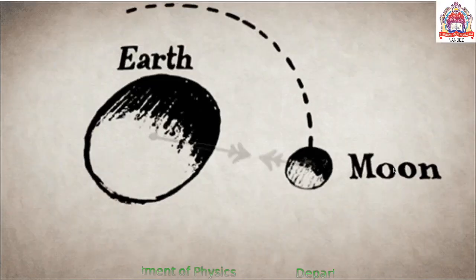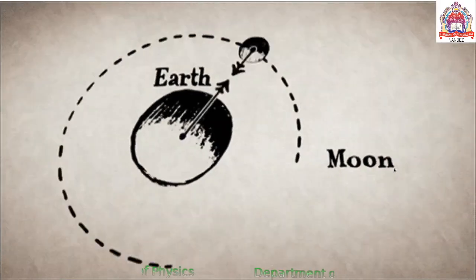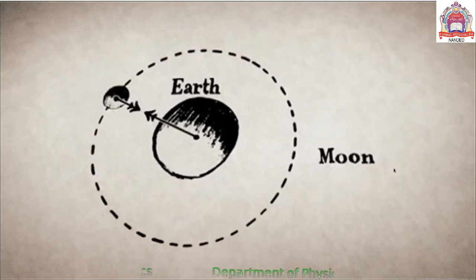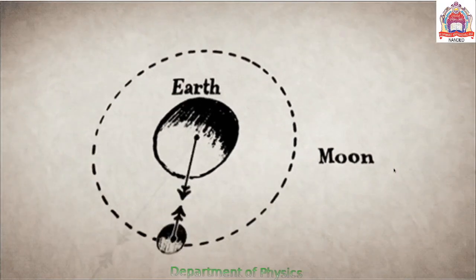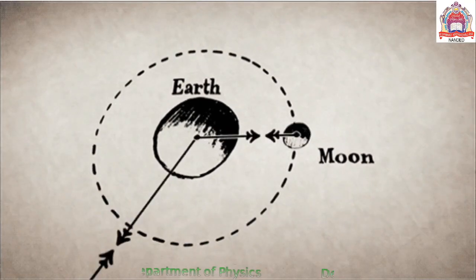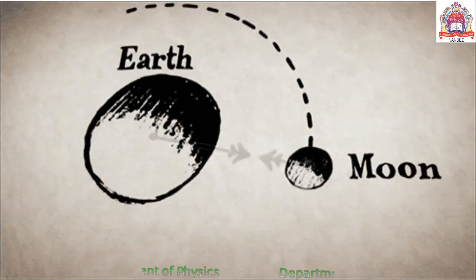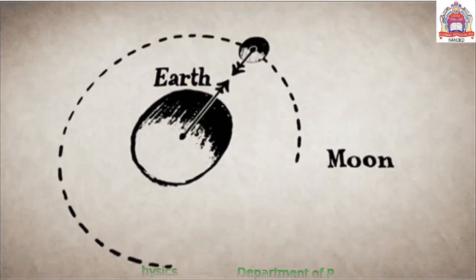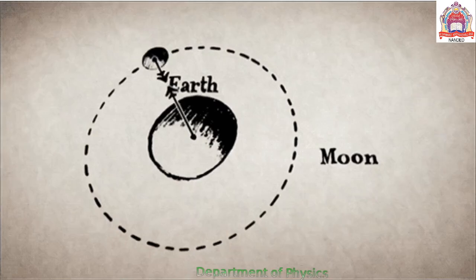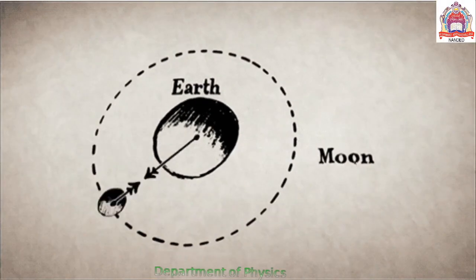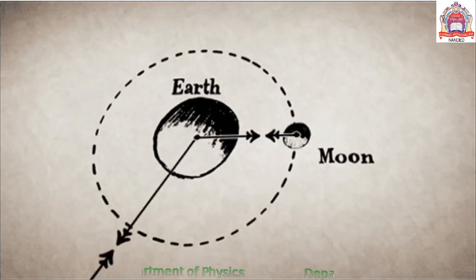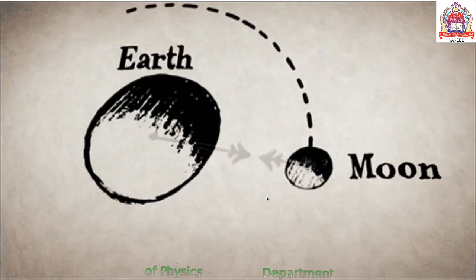This is an example of Newton's law of gravitation. The moon is bound to the earth by the force of attraction, that is the gravitational force. So the moon is revolving around the earth by a force of attraction.